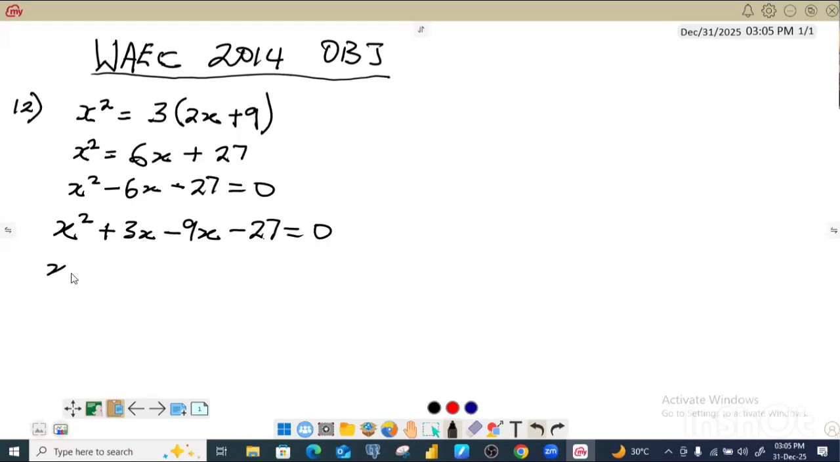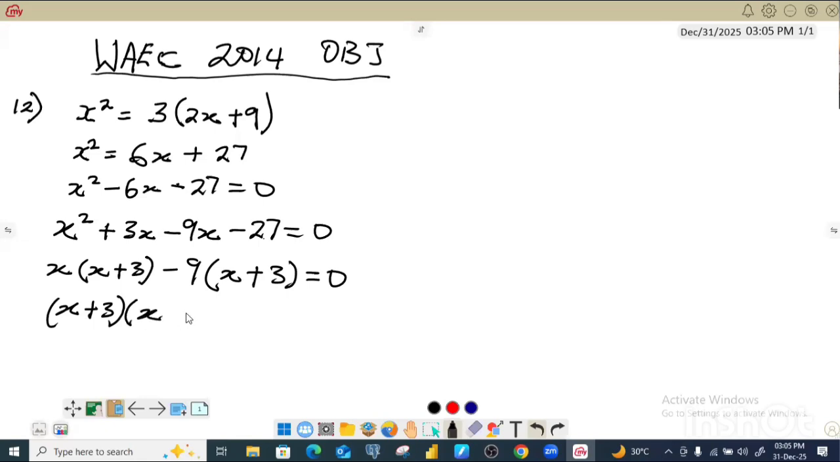So factorizing this, you can have x into x plus 3, and here we can have minus 9 into x plus 3, which means we can say x plus 3 into x minus 9 would be equal to 0. Therefore, x equal to minus 3 or x equal to 9, right?